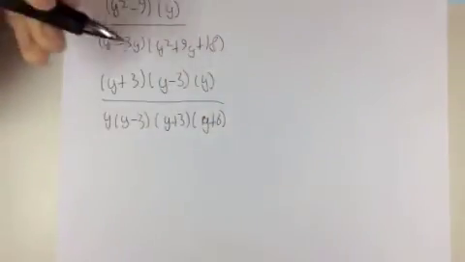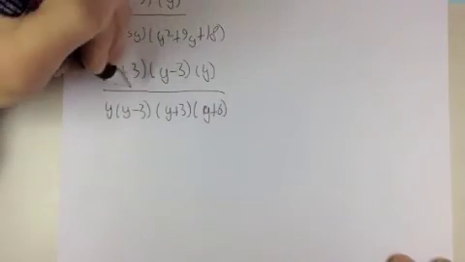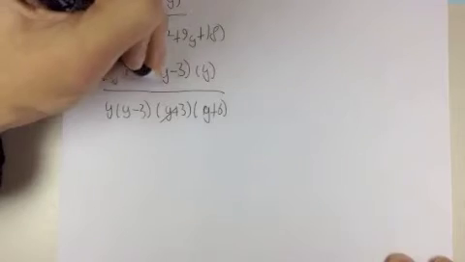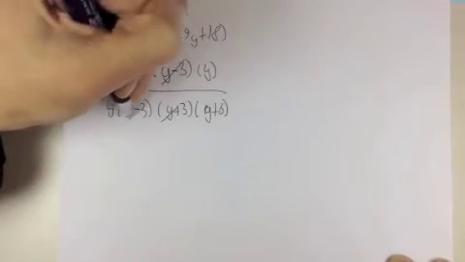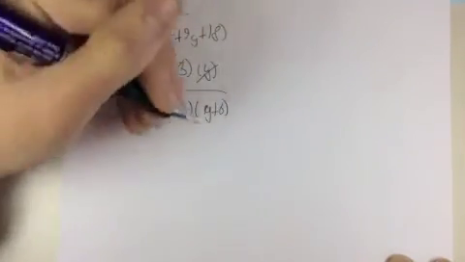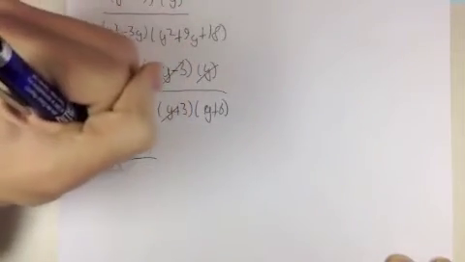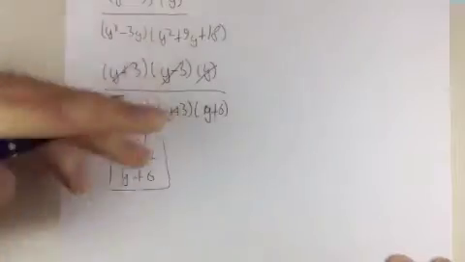So now we just want to cancel all of the like terms. So y plus 3 and y plus 3, those can cancel. y minus 3 and y minus 3, those can cancel. The two y's can cancel. And so now we are left with 1 over y plus 6. And that is our answer.